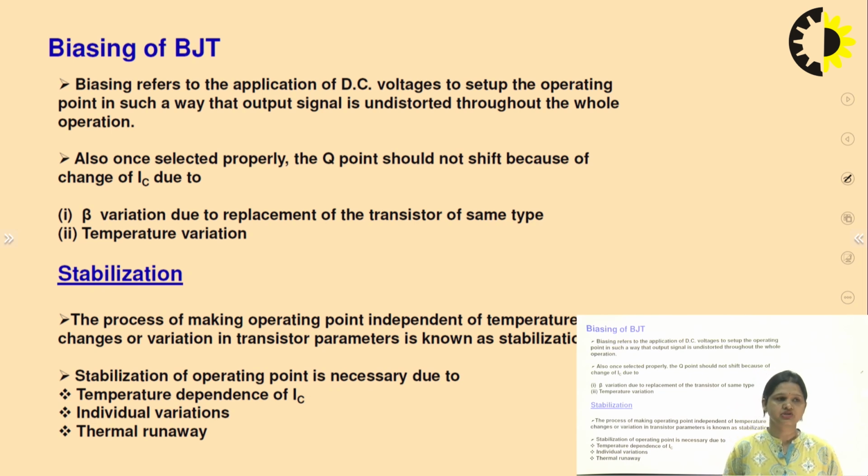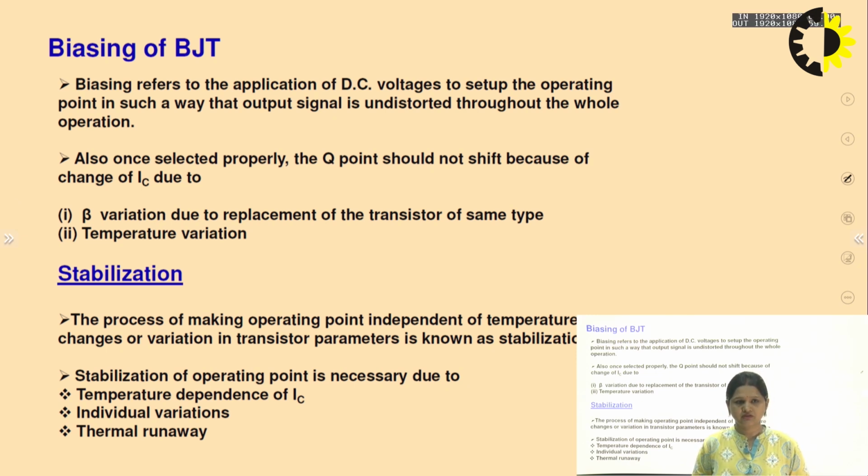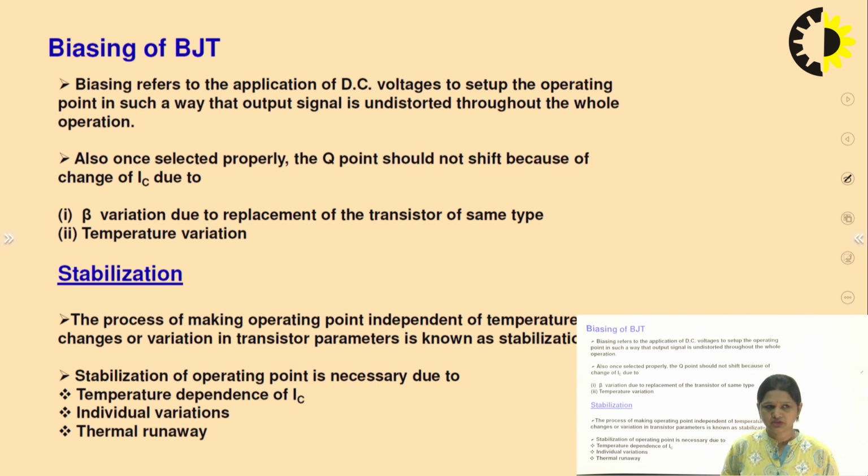tolerable for any application. The main reason for the change in the Q point is beta variation due to the replacement of the transistor with one of the same type. For example, there is a BJT which I have used to design a particular circuit, and there is a failure of this device. Then from the same batch, we can replace it with another device, but even if the device parameters are the same, there is a chance of beta variation. Beta is the device parameter for a BJT. So this is one of the reasons for shifting of the Q point.